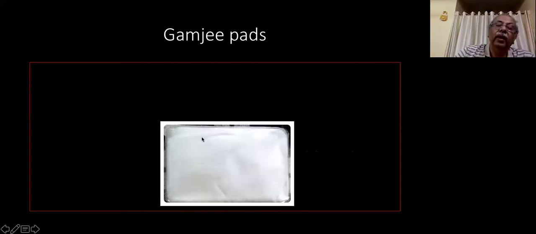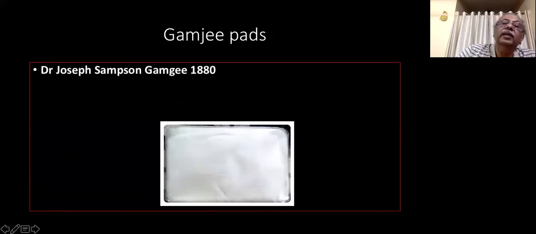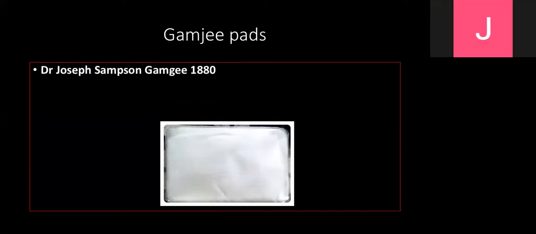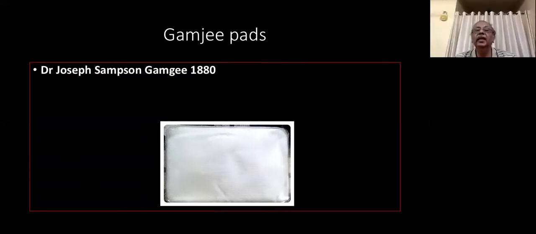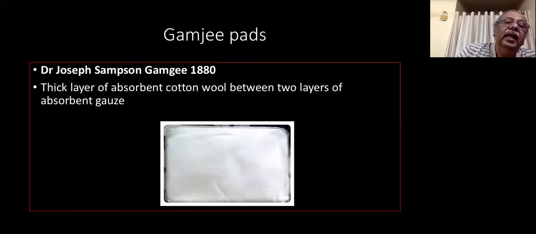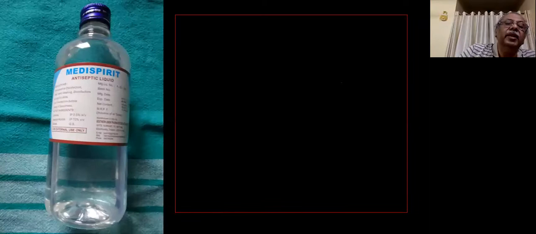Then now gamgee pads are available. Immediately the examiner will ask you who described this gamgee pad, and how this name came. It was Dr. Joseph Sampson Gamgee in 1880 who described these gamgee pads. It contains a thick layer of absorbent cotton wool between two layers of absorbent gauze. So that is a gamgee pad.